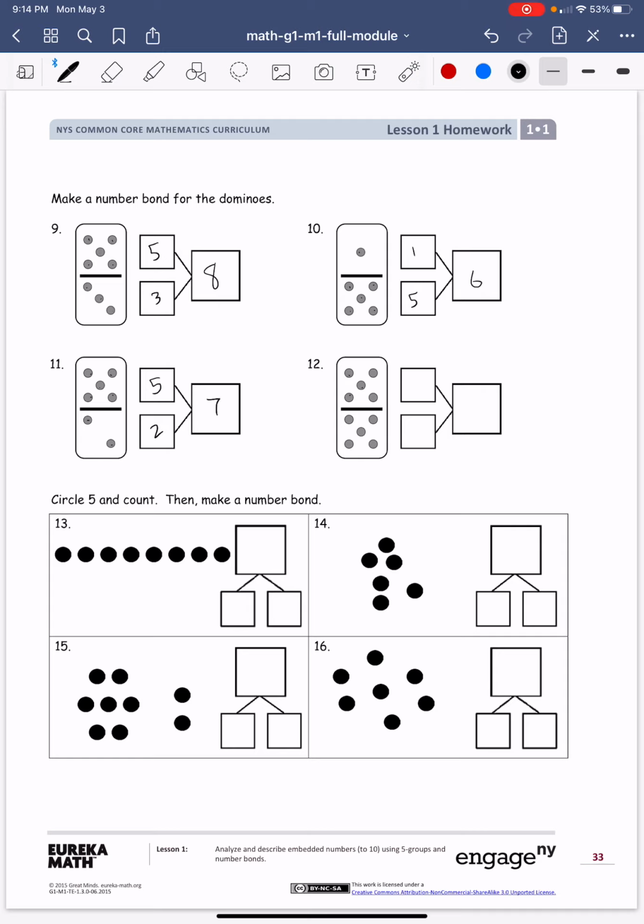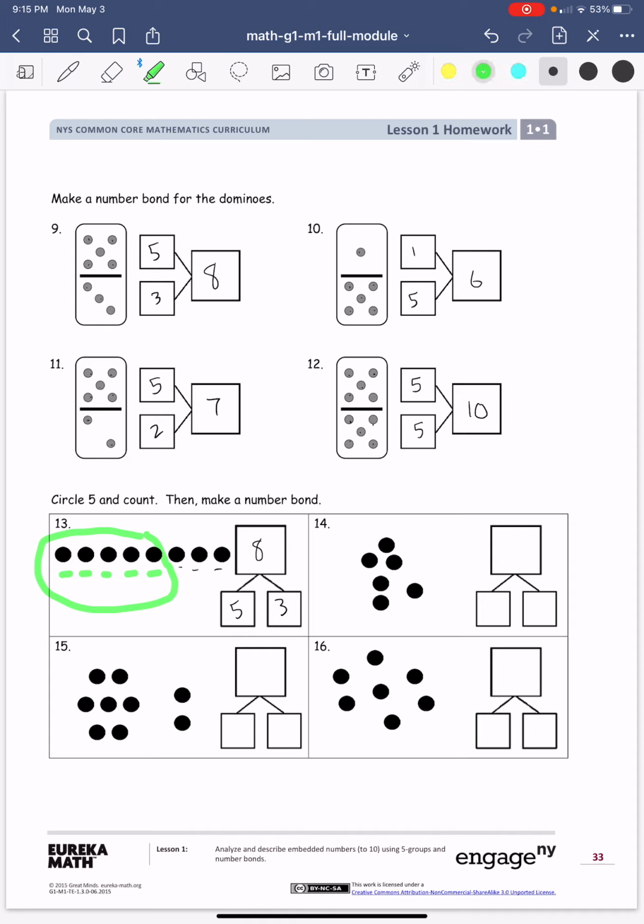1, 2, 3, 4, 5. 1, 2, 3, 4, 5. What's 5 plus 5? It's 10. Good job. The next part says, circle 5 and count, then make a number bond. Let's start. I'm going to take out my highlighter, and I'm going to highlight it in green. 1, 2, 3, 4, 5. 1, 2, 3. What's 5 plus 3? It's 8.